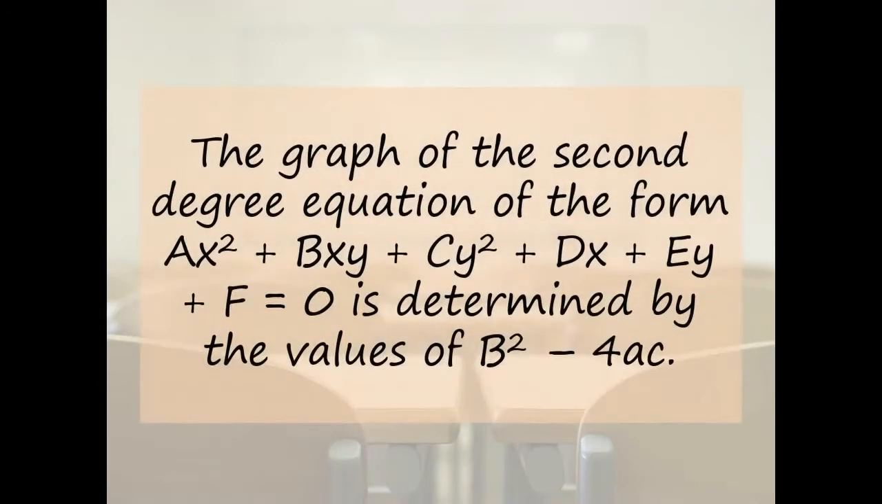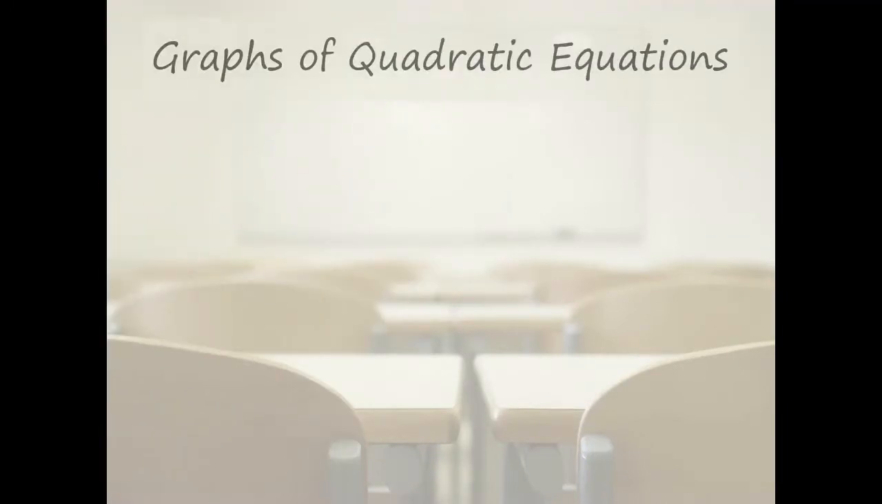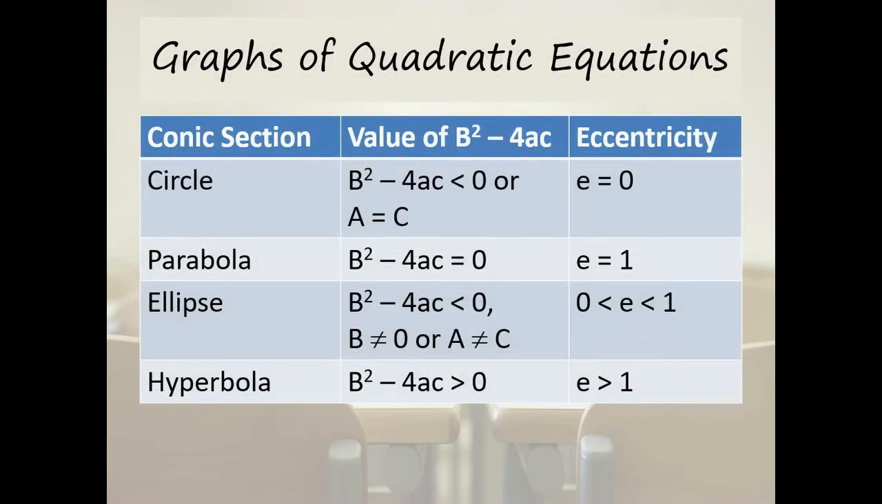The graph of the second-degree equation of the form ax squared plus bxy plus cy squared plus dx plus ey plus f is equal to 0 is determined by the value of b squared minus 4ac. Graphs of quadratic equations. If the conic section is a circle, the value of b squared minus 4ac is less than 0 and a is equal to c. Also, the eccentricity is equal to 0.